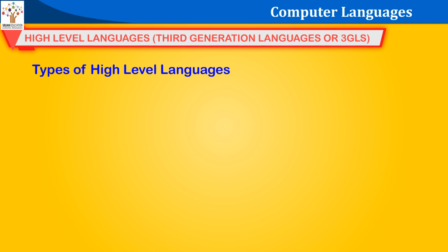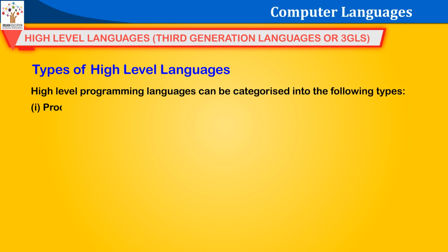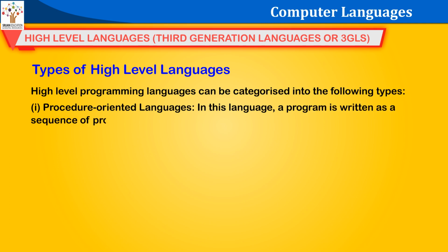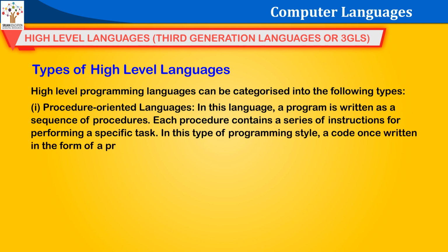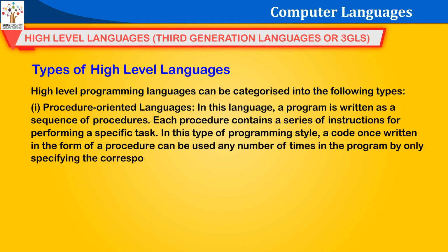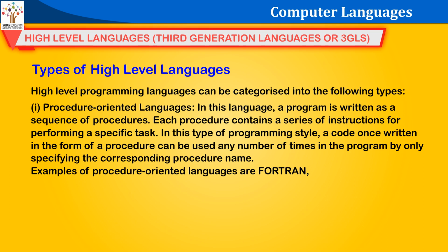Types of high-level languages. High-level programming languages can be categorized into the following types. Procedure-oriented languages. In this language, a program is written as a sequence of procedures. Each procedure contains a series of instructions for performing a specific task. In this type of programming style, a code once written in the form of a procedure can be used any number of times in the program by only specifying the corresponding procedure name. Examples of procedure-oriented languages are Fortran, Algol, C, Basic, and ADA.